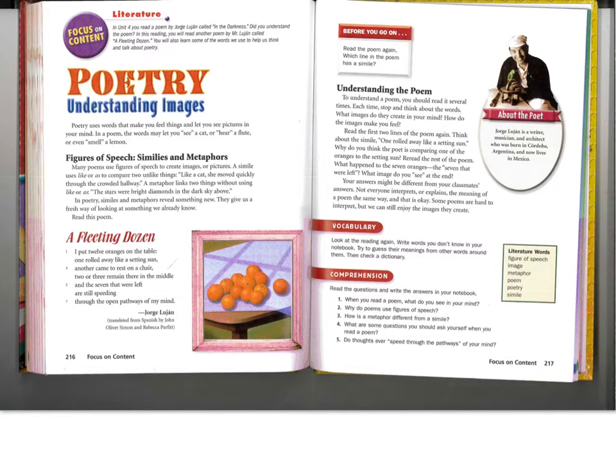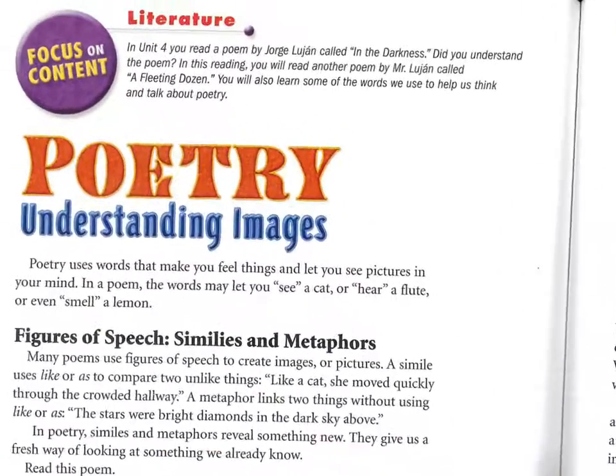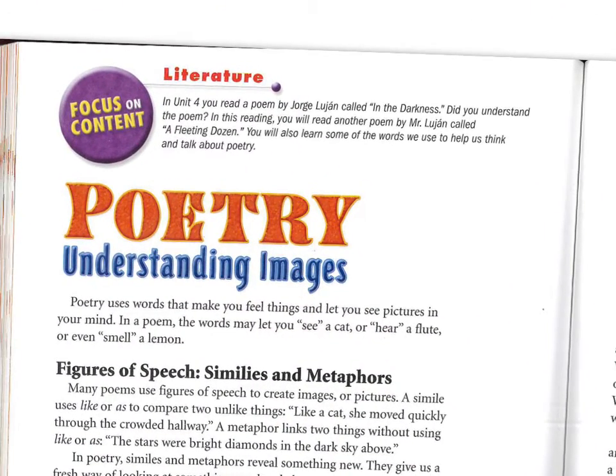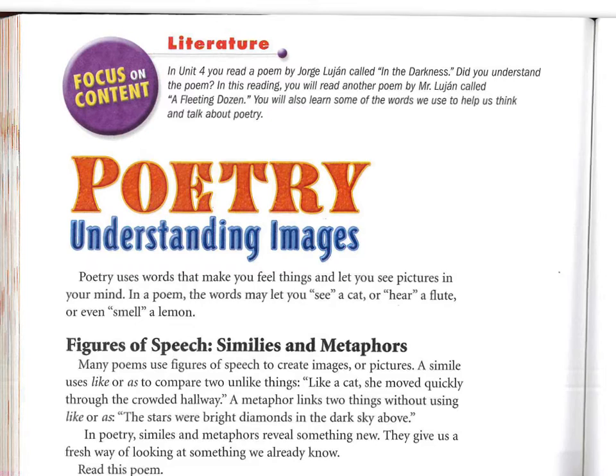Hello! We're looking in the Reading Resources, the appendix of Keys to Learning, page 216. In Unit 4, you read a poem by Jorge Lujan called The Darkness. Did you understand the poem? In this reading, you will read another poem by Mr. Lujan called A Fleeting Dozen. You will also learn some of the words we use to help us think and talk about poetry.